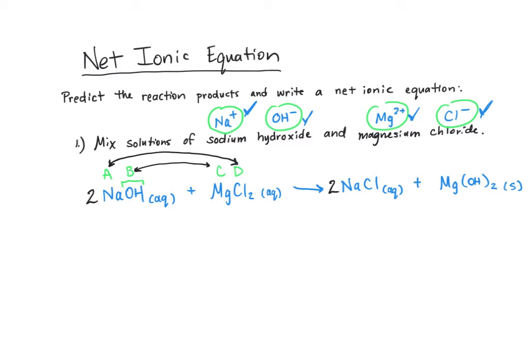From here, we're going to do a few more steps to look at a net ionic equation. The first thing that we're going to do is break up anything that's soluble into its respective cations and anions, because sodium hydroxide doesn't exist as an intact molecule. It exists as cations of sodium and anions of hydroxide. Magnesium chloride doesn't exist as an intact molecule. It exists as cations of magnesium, anions of chloride.